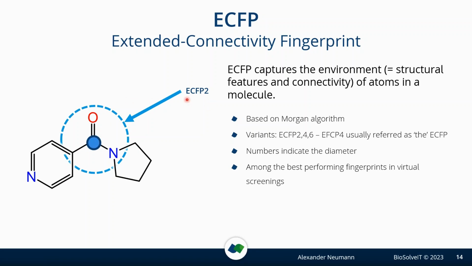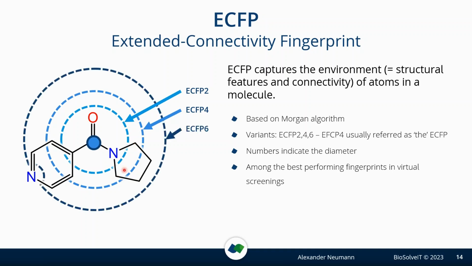We do it for ECFP2, with a diameter of 2. If we do a second iteration, we can also extend it further to capture more neighboring atoms. Now, in this case, we would have a diameter of 4, which would capture also these aromatic carbons here, and also these aliphatic carbons here. And if we extend it a little bit further, we can also use the ECFP6, a diameter of 6, to capture also these carbon atoms within the aromatic ring and these carbon atoms in the aliphatic ring system.